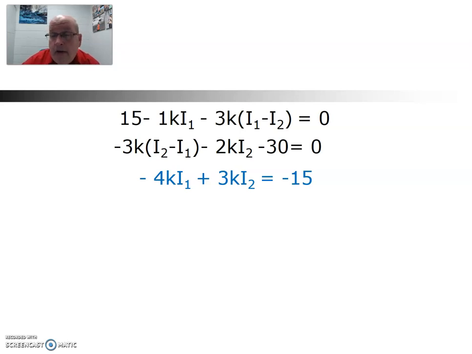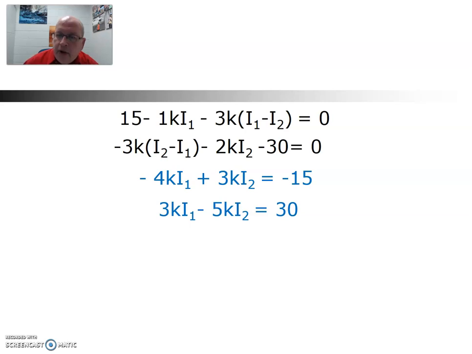So collecting the I1 terms, we have a minus 1K and a minus 3K. It gives us a minus 4K I1. And then the I2 is a minus 3K and a minus I2. That gives us a positive 3K I2. Moving the 15 to the other side of the equals gives us a negative 15. Do the same process for the second equation, and we get that.